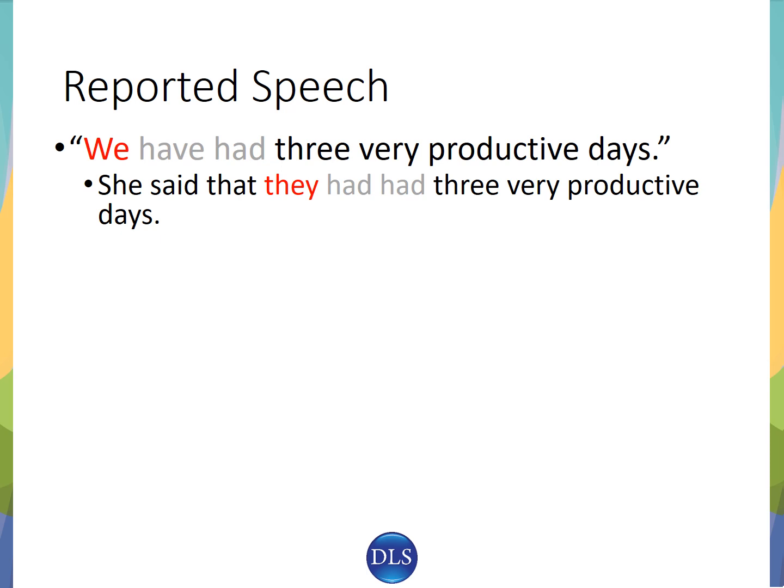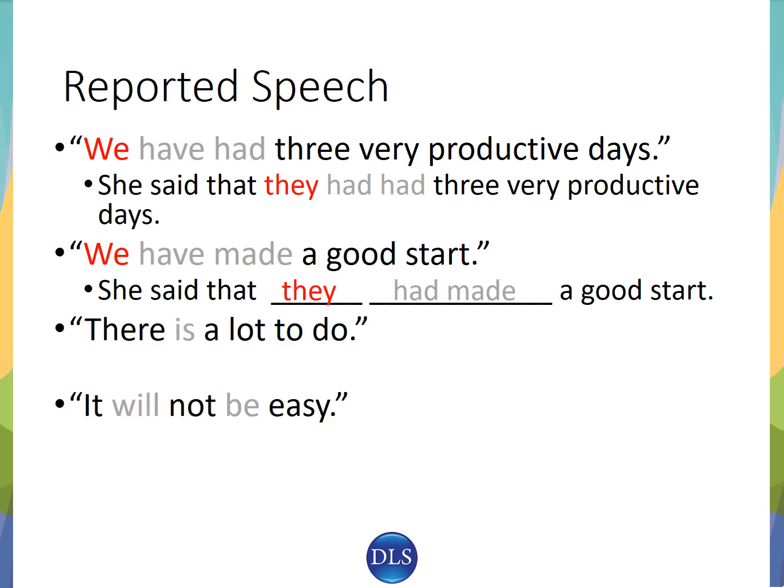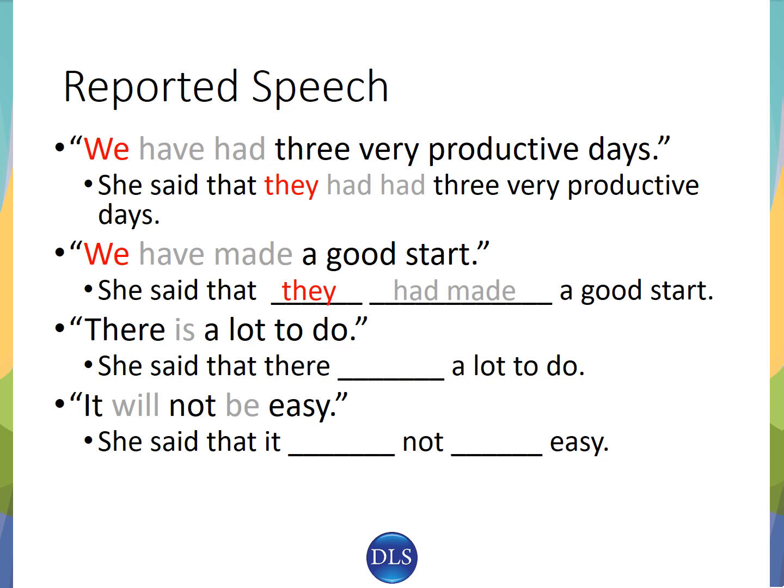Then, students are given the second sentence to see if they can apply the rule to this next example. In this case, the student should be able to produce the pronoun they and the past perfect verb had made. To take it further, in the third and fourth examples, the students are again encouraged to apply that rule. That is, to change the tense of the verb when using reported speech. They should be able to guess that is becomes was, and that will be becomes would be.